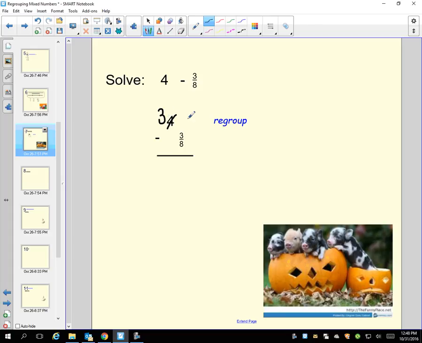I'm going to add it to what I have. Well, I have nothing there. So the whole that I'm borrowing, I want with a denominator of 8. So I'm going to use 8/8 as my whole. Now I should be able to solve. 8 minus 3 is 5/8. And 3 minus nothing is 3. I cannot simplify 5/8, so this is my final answer.